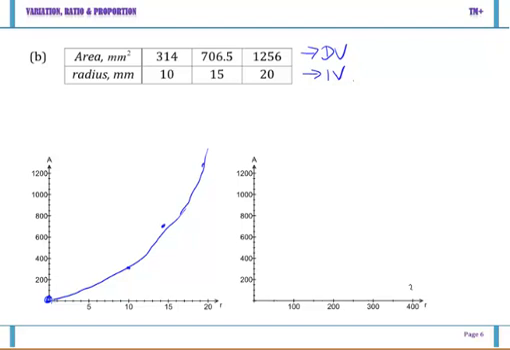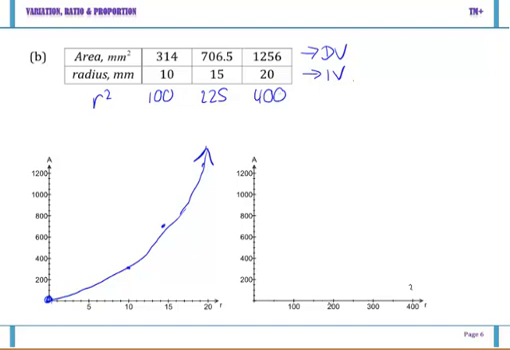Now the graph isn't a hyperbola, so it's not inverse variation. Okay, so we haven't got inverse variation. What we do seem to have is direct variation. So what we can do is work out what r squared is, which is going to be 100, 225, 400, and then we can graph that.